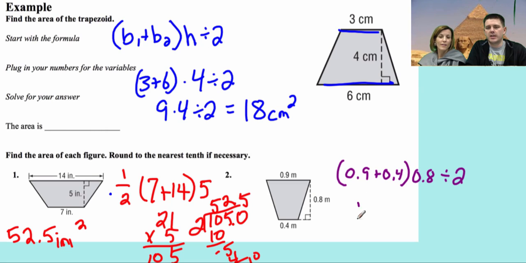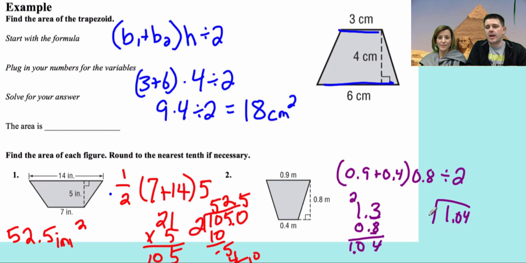9/10 and 4/10 is 1.3, or 1 3/10, times my 0.8. I'm going to do some quick math, and I get 104. There's 2 decimal places in my problem, so I want 2 decimal places in my answer. Am I good so far? You are. So I get 1.04.